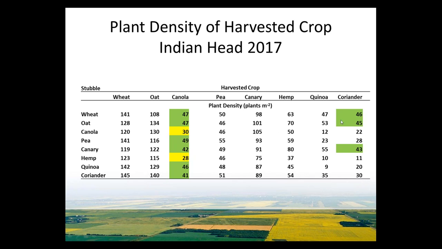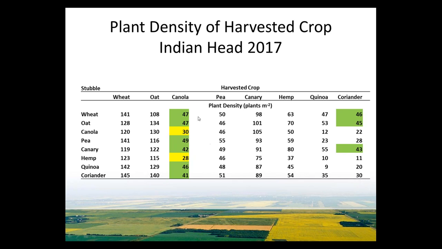And so you can see that the plant density was 46, 45, and 43 in the cereal stubbles. And then in the canola, it was 22, 28, 11 on the hemp, 20 on the quinoa, and 30 on the coriander.